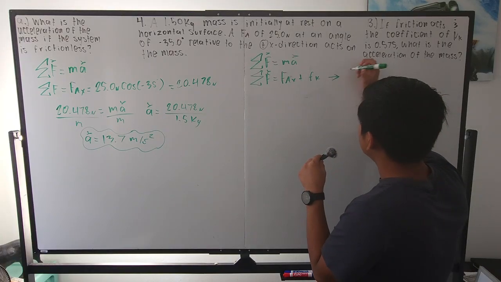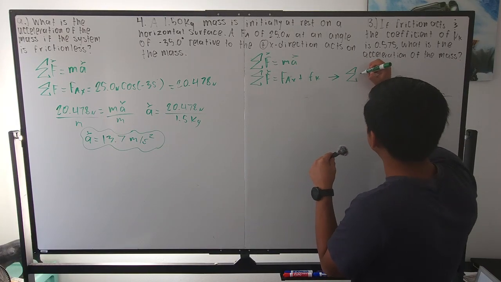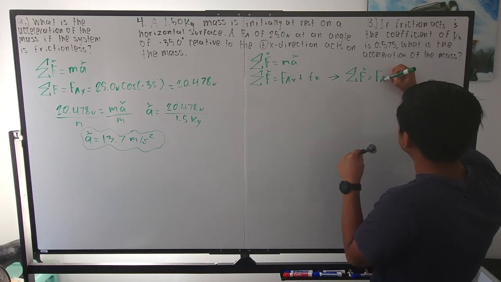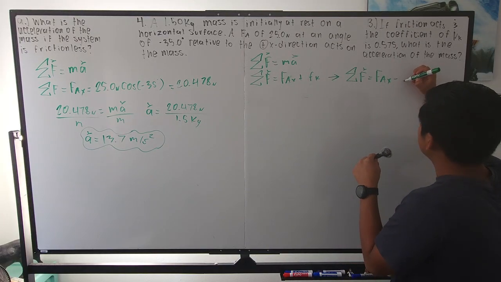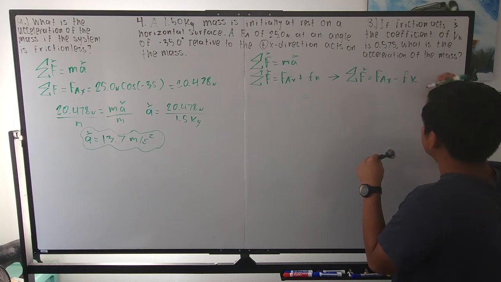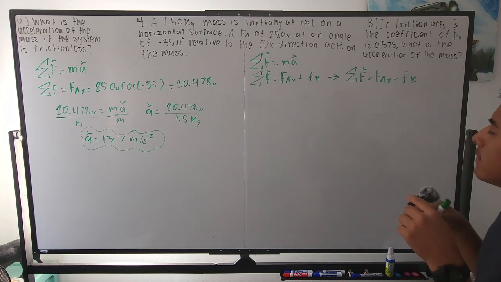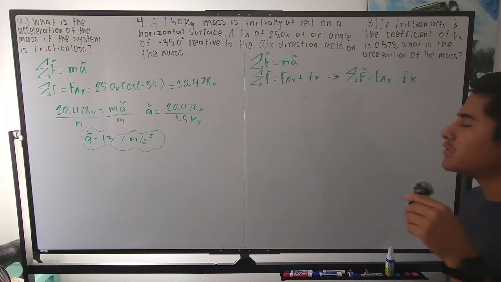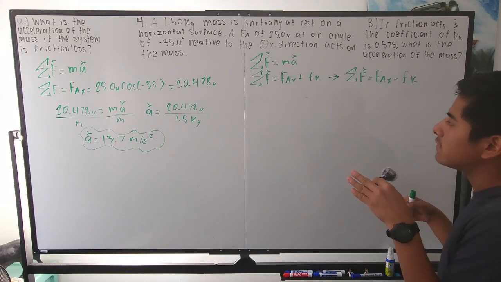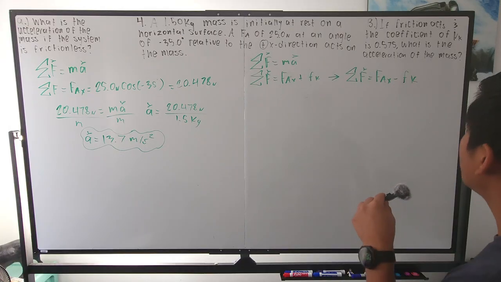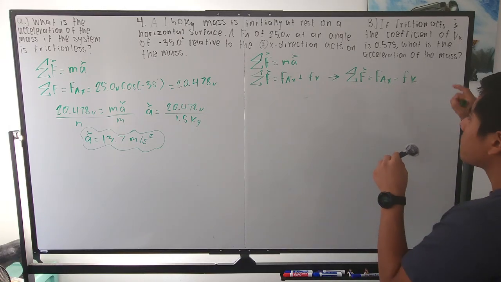So this is going to turn into the sum of all the forces is equal to the force applied in the x minus the force of friction, because friction is going to be trying to stop this object. So it's giving like a negative force. I think that's how you say it. So now we have this.